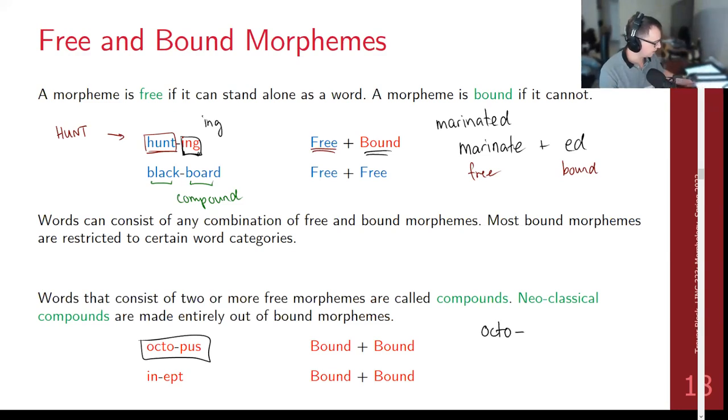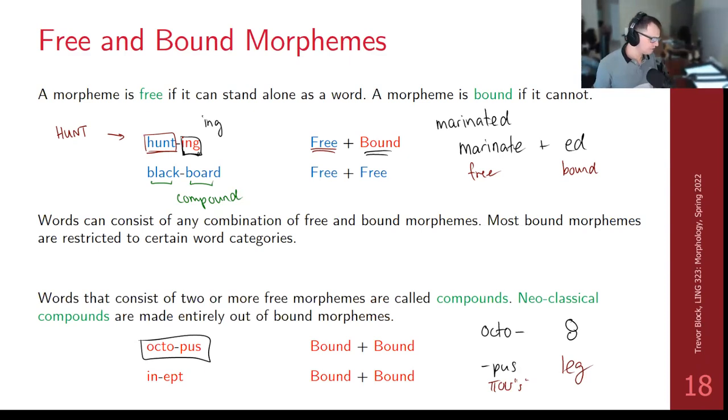Octo is a prefix from Greek that means eight. Now, when you think of puss on its own in octopus, there's no word in English that is just puss on its own. There's a word like pus, but the meaning has nothing to do with octopus. And actually, that's because this is from a Greek word, this is the S sound, the sigma at the end of words. I forget how to write it. But this means leg or foot. So the word octopus is really literally translated as eight leg or eight foot.